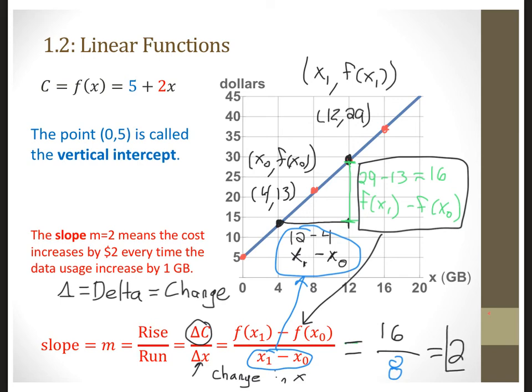And notice that this ratio comes out to $2 per gigabyte, which matches the slope that we have in our formula. So to calculate the slope, we can pick any 2 points and calculate the change in the outputs divided by the change in the inputs.